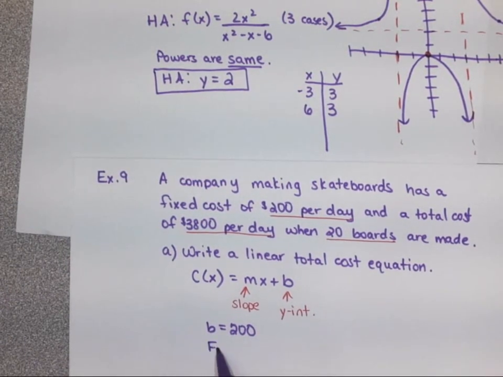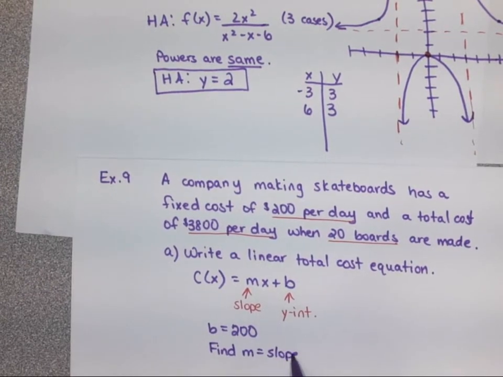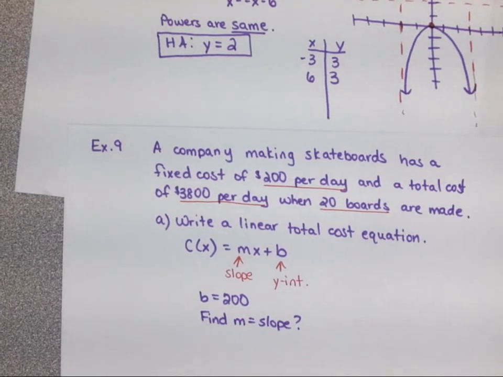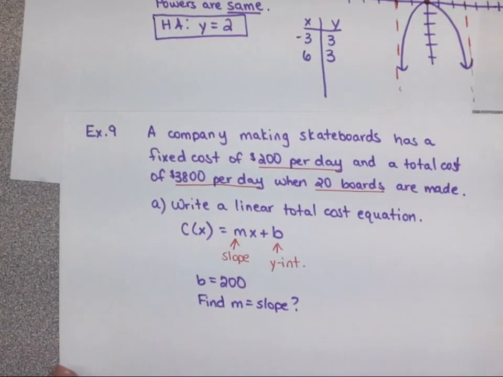But I still need to find M. In other words, I need to know what the rate of change is per board. Okay? So maybe I can use some of the other information to figure that out. By the way, it's not 3,800 per board. Like, that doesn't make sense, right? It's 3,800 total for making how many boards? 20 boards, right? So let's think about that for a minute, okay?